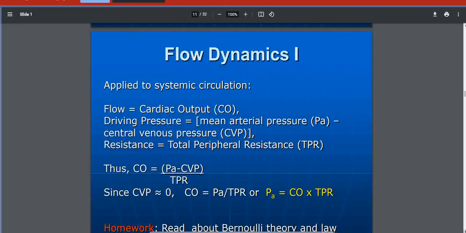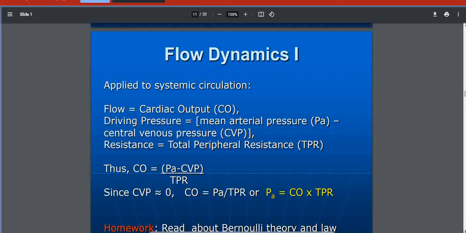When I talk about flow, when we apply this to systemic circulation, flow will mean the CO, or the cardiac output. Then we'll have a driving pressure, that is always the mean arterial pressure, denoted by PA. So when I say flow, I mean the cardiac output, what comes out from the heart ventricles. And when I say the pressure which drives the blood, I'll talk about the PA, the mean arterial pressure, and I'll tell you how to find the mean arterial pressure.